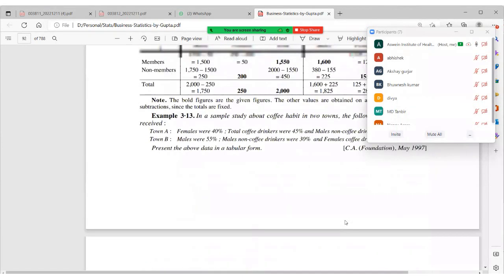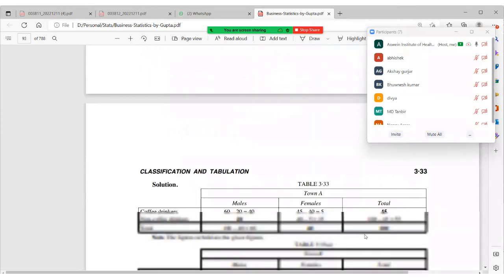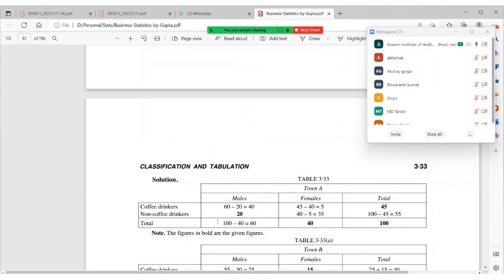Okay. Now, males, non-coffee drinkers were 20%. We got this 55. So 55 minus 20, 35, 35 here. Right? Similarly, this one is 40% females. So 100 minus 40, 60 is females. 60 minus 20, coffee drinkers male, 40. Similarly, this is 35, so 40 minus 35, 5.